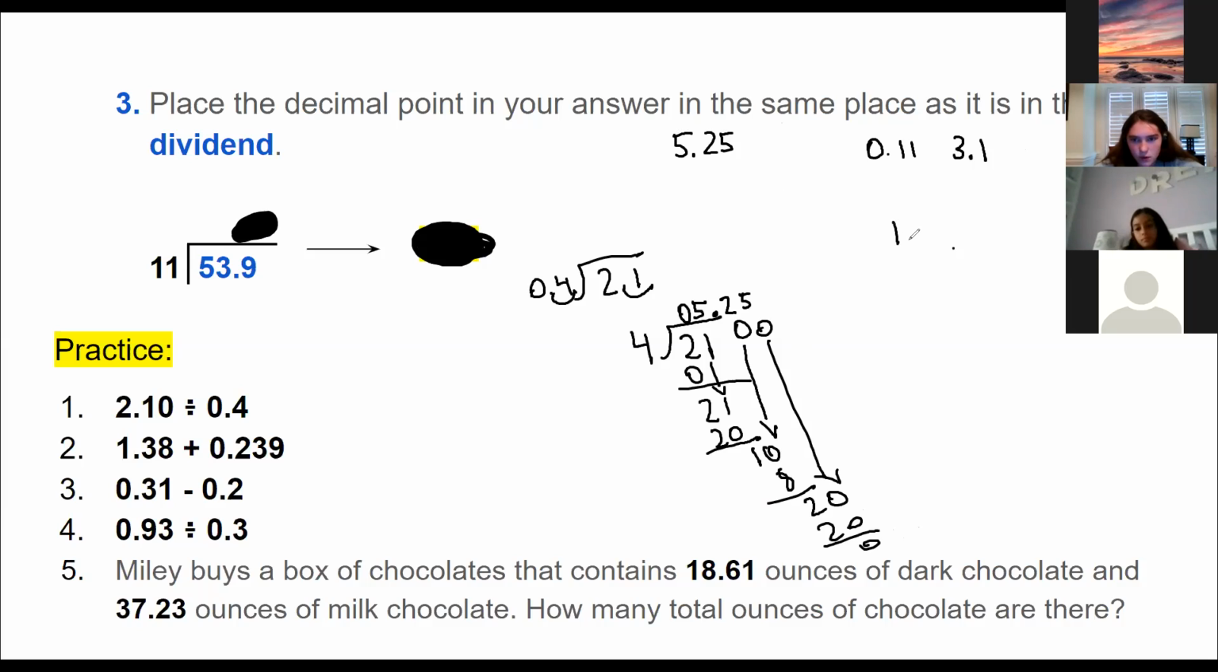Let's try the addition one. The remainder is 0. Yeah, there's no remainder. Okay, let's do the addition one.